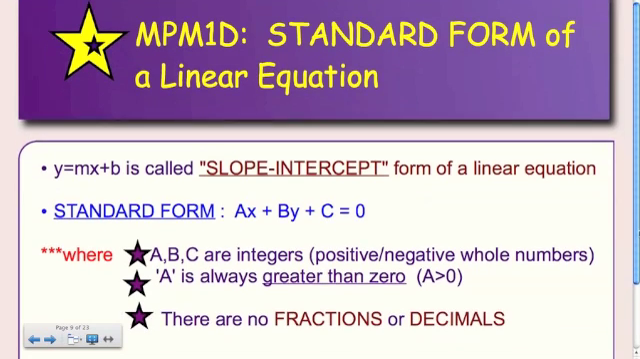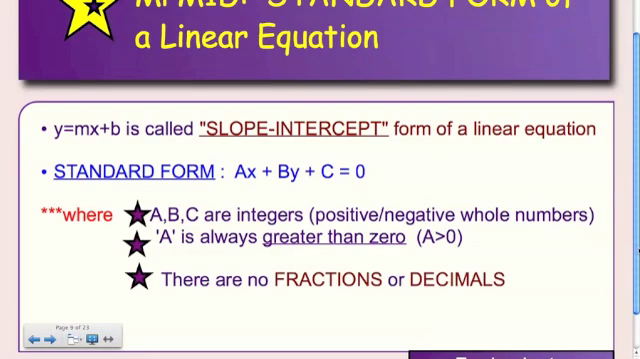Now sometimes you're going to have an equation like 2x plus 5y minus 7 is equal to 0. Equations like this are called standard form when everything is on one side. And in order to work with the equation or identify the slope and the y-intercept, you have to change it back into y is equal to mx plus b form.